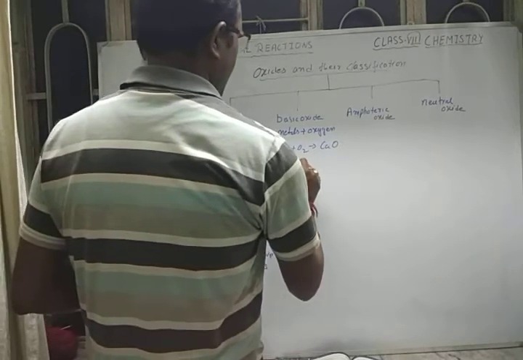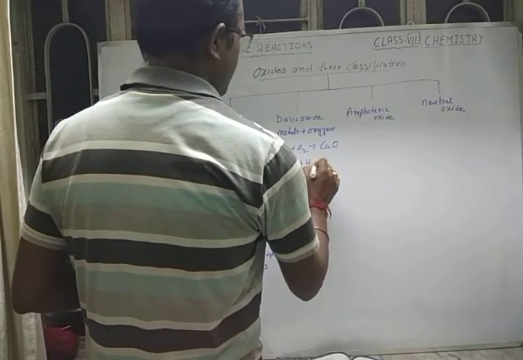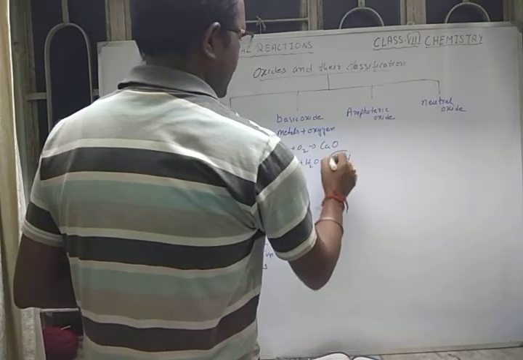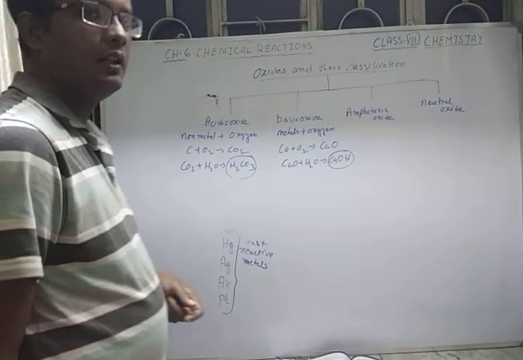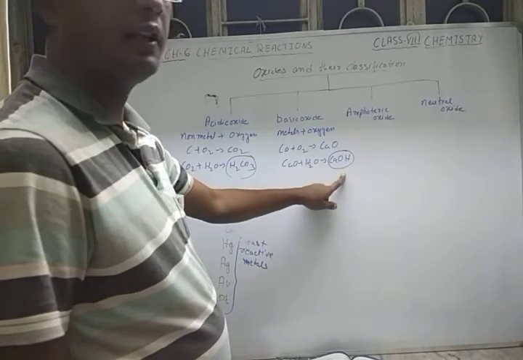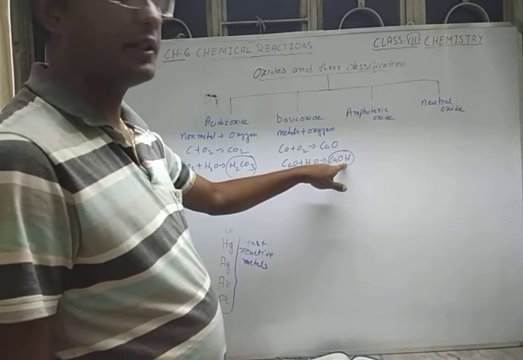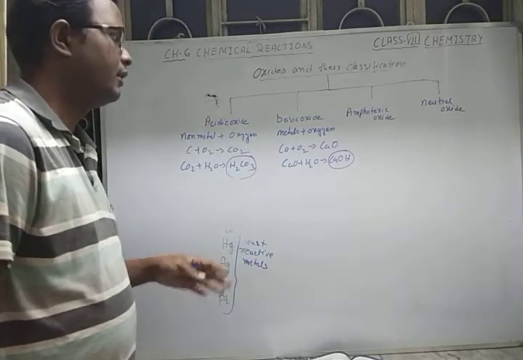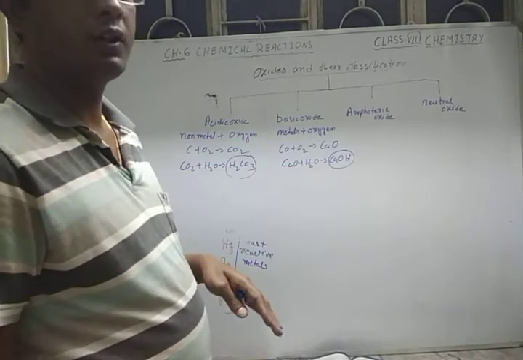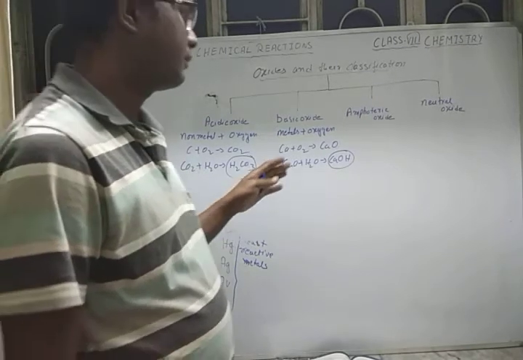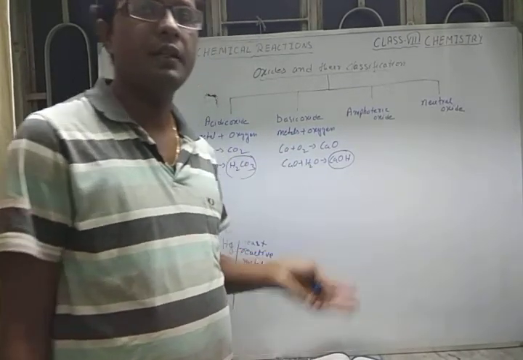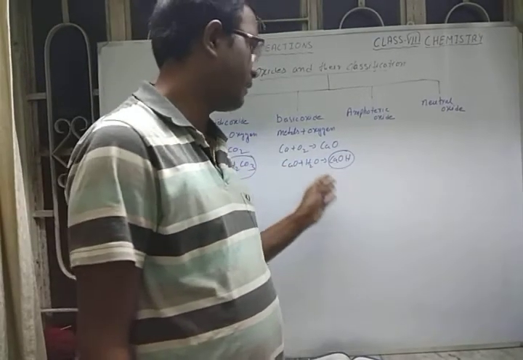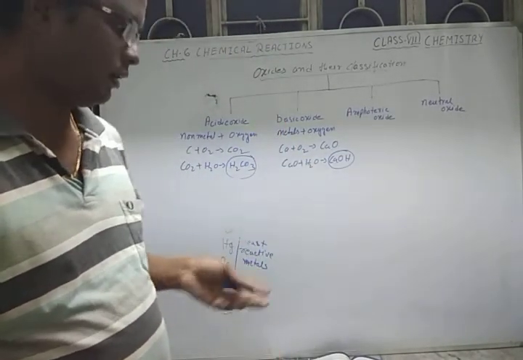So CaO plus H2O gives Ca(OH)2, and calcium hydroxide is basic in nature, since the hydroxide ion is present. So this is the way we can see that when metals react with oxygen, they give out a metallic oxide. When the metallic oxide further reacts with water, it gives a base. So that's why it is called a basic oxide.